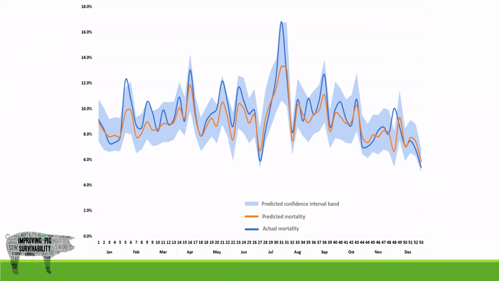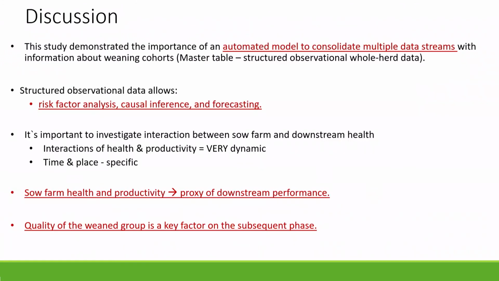And this is the same information from that model, the 14 sow farm variables model, but plotted by a weekly average. So comparing the average wean to finish mortality, the actual mortality for the weeks, compared to the mortality predicted by the model. It's a little bit underestimating, right? It's not overestimating, but we can see that those variables are good predictors of what's going to happen in the downstream performance. They are good information to understand what's going to happen.